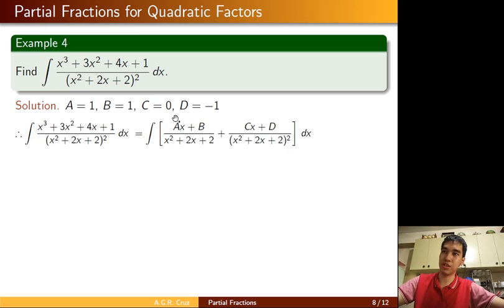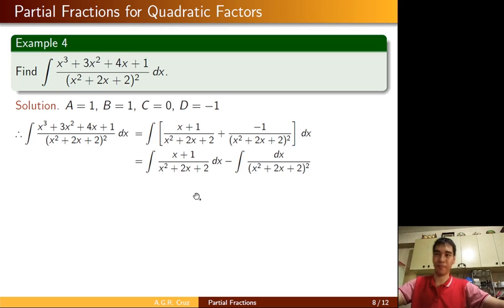And then substituting the constants that we solved for, your a and b are both 1. So this ax plus b will just become x plus 1, no? And then c is 0, so the cx term disappears. And then d is negative 1, so this is just negative 1 all in all. Then we just integrate term by term.